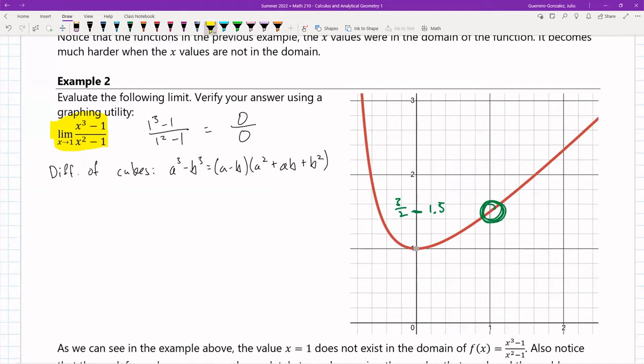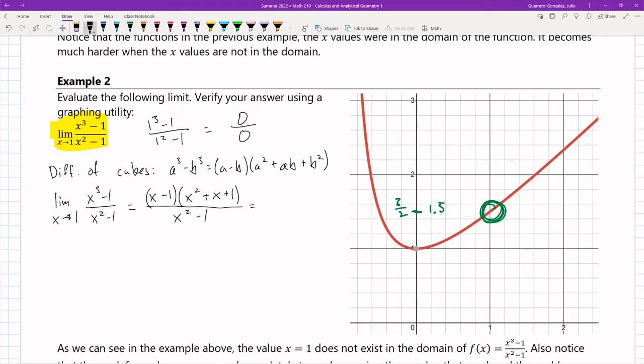So here we go. The limit as x approaches 1 of x cubed minus 1 over x squared minus 1. I'm going to use the difference of cubes on the top. So according to my rule, this is equivalent to (x minus 1)(x squared plus x plus 1), all divided by x squared minus 1.